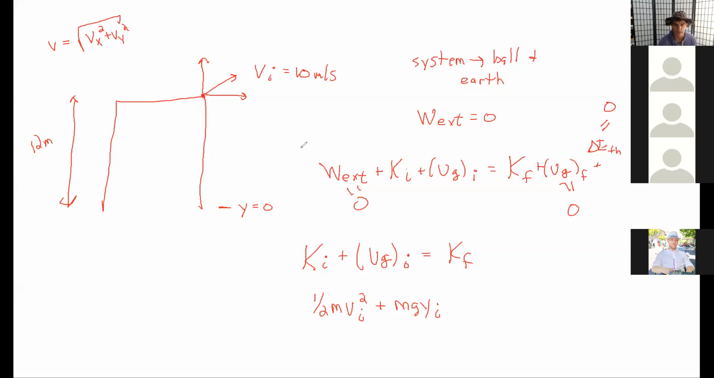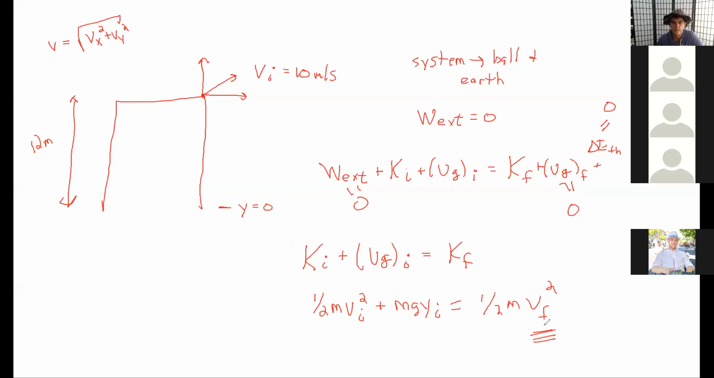So I get my initial kinetic energy 1/2 m v initial squared plus my initial gravitational potential energy m g y initial equals my final kinetic energy. So we have every single term except for this v final, so you can use conservation of energy to figure out the speed they're going to hit the ground at.